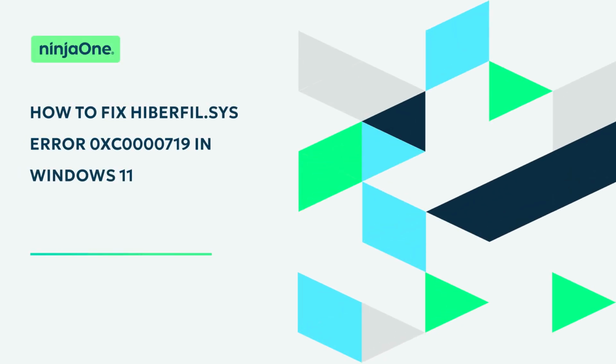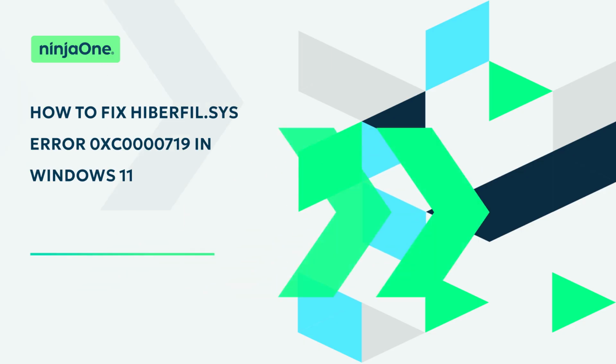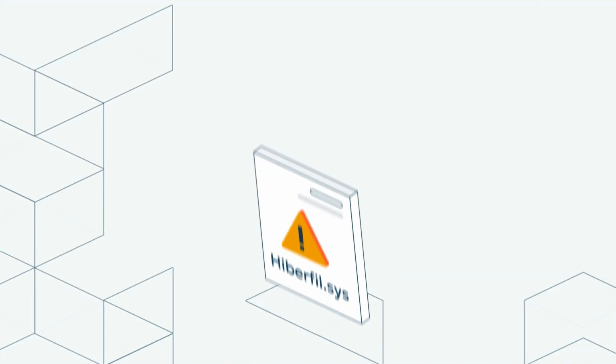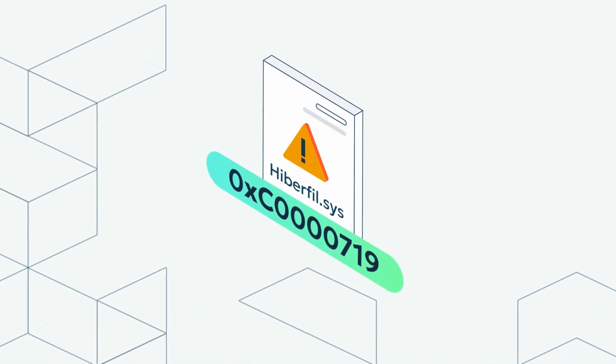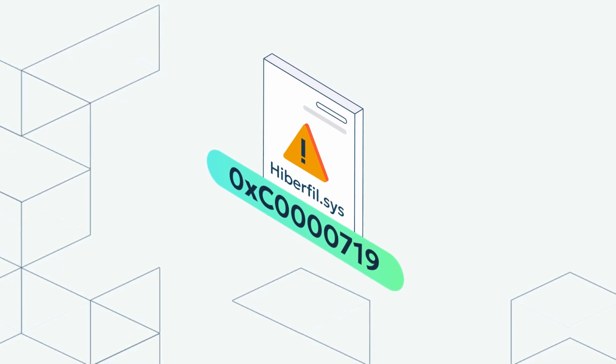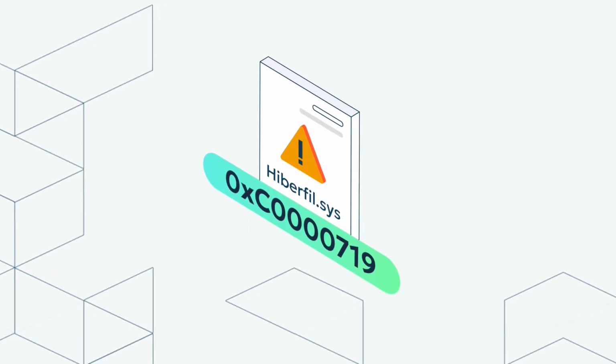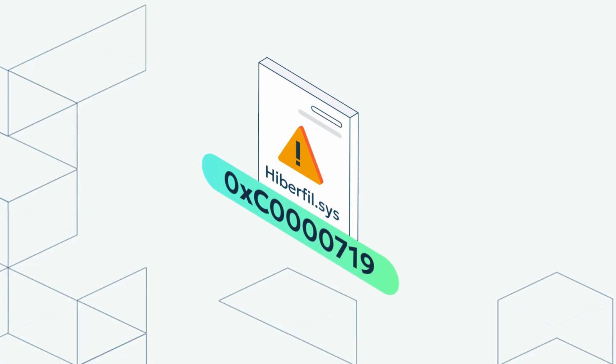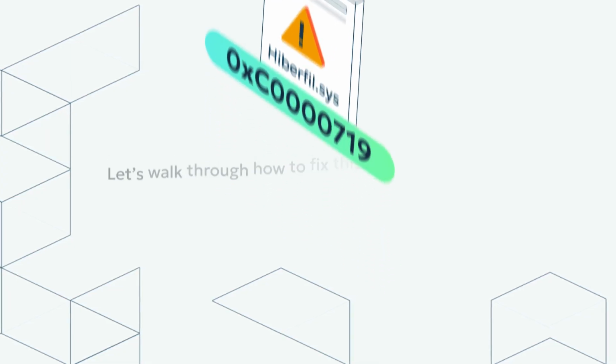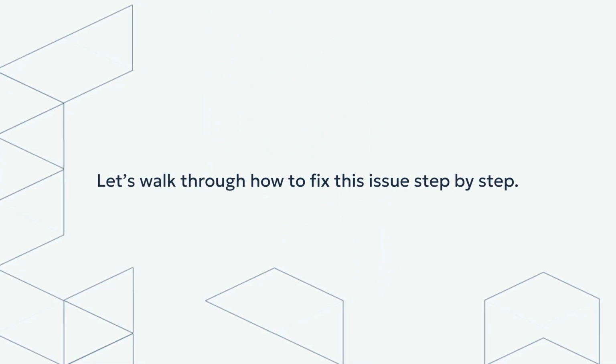How to fix Hiberfil.sys error 0xC0000719 in Windows 11. The Hiberfil.sys error 0xC0000719 can stop your Windows 11 PC from resuming hibernation or using fast startup. Let's walk through how to fix this issue step by step.